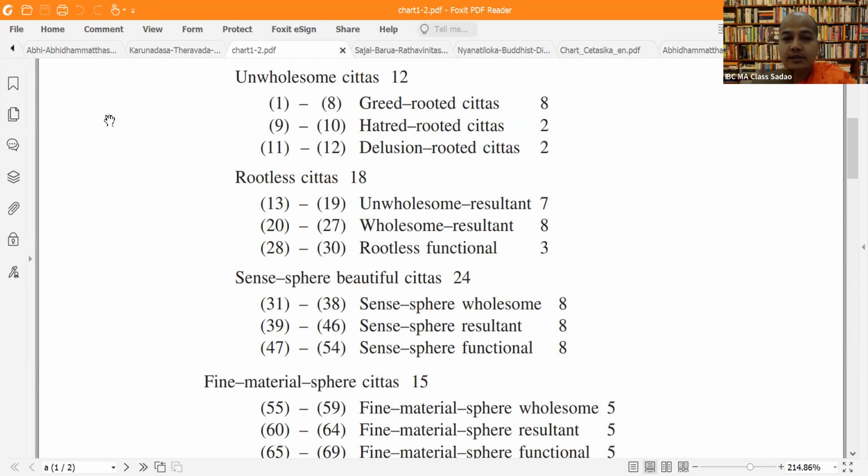First of all, they are rootless. Secondly, resultant itself suggests that they are vipaka cittas. So vipaka means they come to exist or occur as a result of the actions that were performed earlier, right? And these resultant cittas do not function as a kamma citta because they do not have roots. So that means they do not give rise to any other kind of vipaka later on.